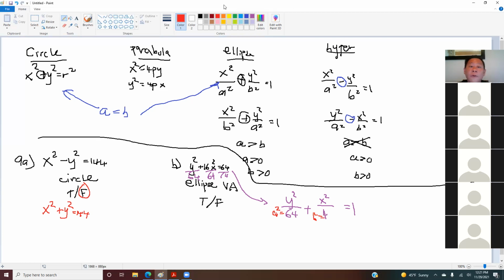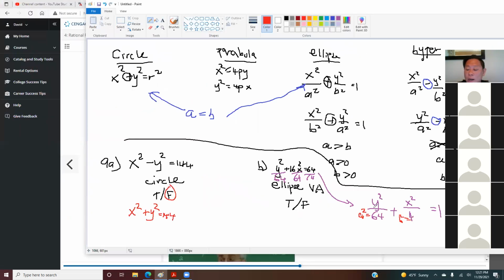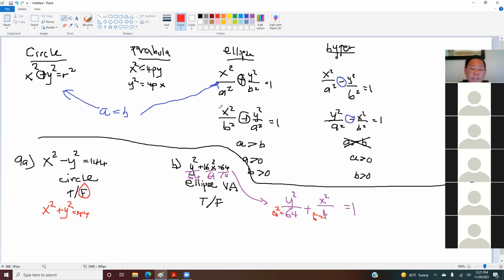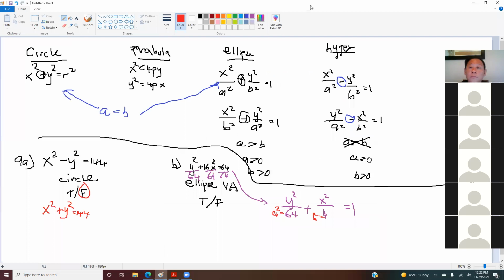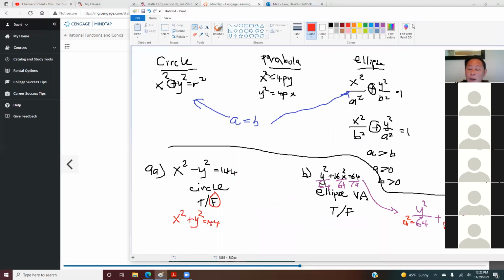If you look at the formulas, the a squared is above your y squared, and your b squared is above your x squared. So is this the same as this equation, where your b squared is above your x squared and your a squared is above your y squared? Is this correct? True or false? This will be true. The reason why is this is the one that we're looking for.